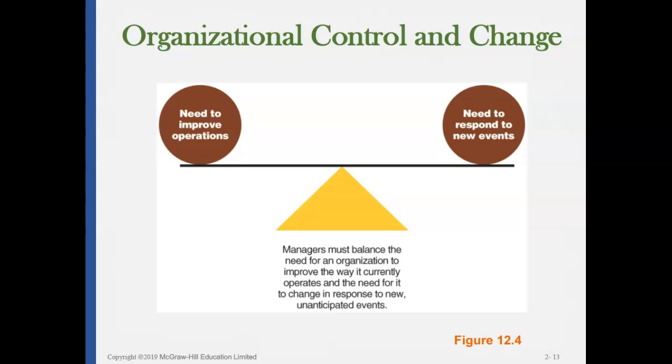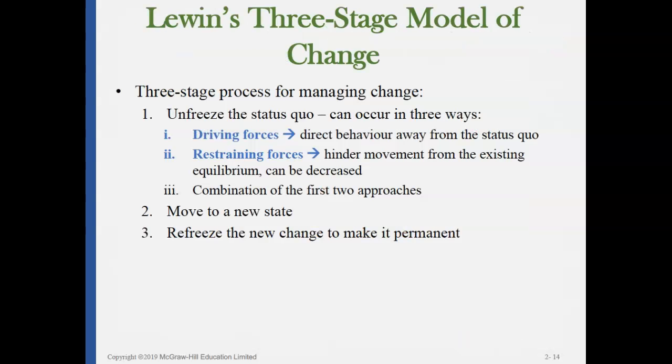Organizational control and change. So you have the need to improve on one side, the need to respond to events on the other, and in the balance in the middle, you have managers who must balance the needs of an organization to improve the way it currently operates with the need for change, right? And unanticipated events. You don't want to change everything all at once because it's going to throw this balance off. But then again, you always need to be changing and adapting in order to survive in these globally competitive markets. So it's the manager, as always, in the middle trying to strike that balance.